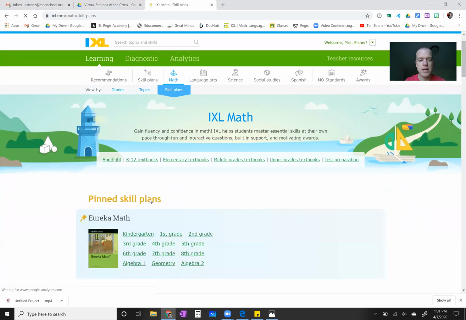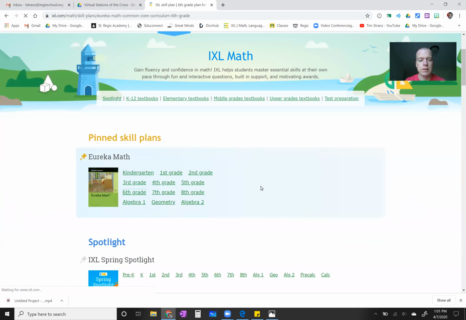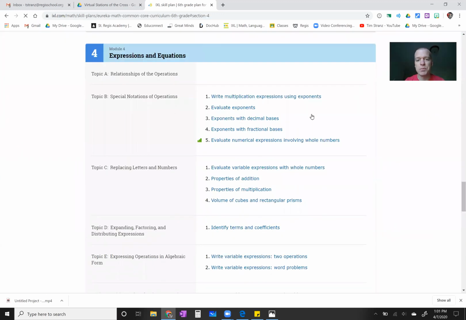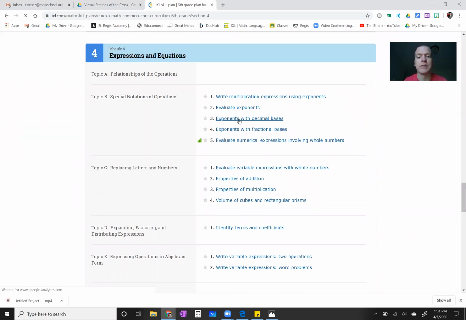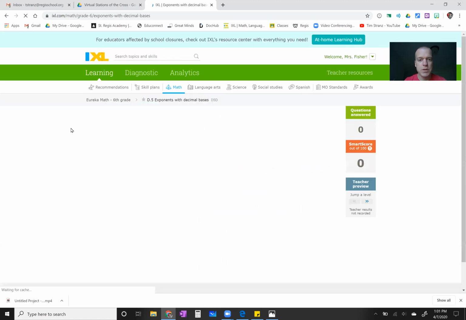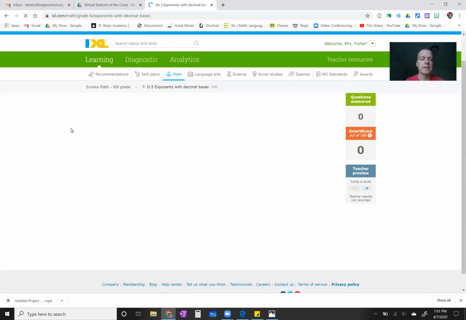Okay, so 6th grade, and module 4. Okay, last one, exponents with decimal bases. That sounds hard, doesn't it? It's not. I'll show you. Exponents with decimal bases.